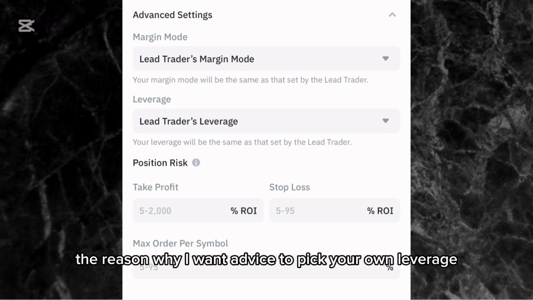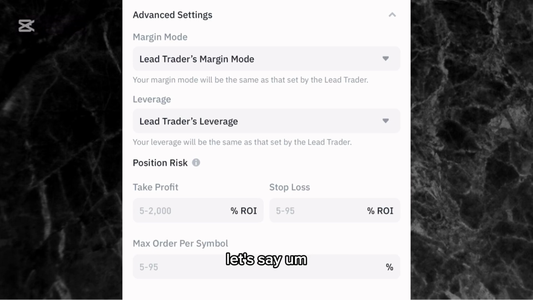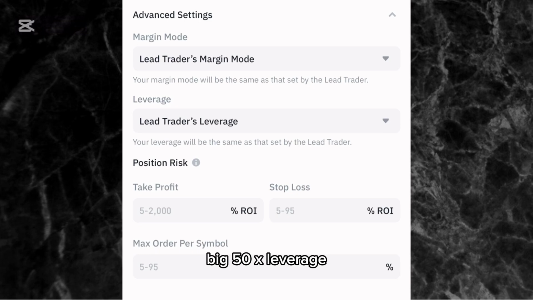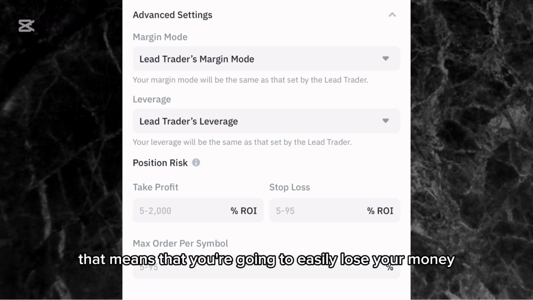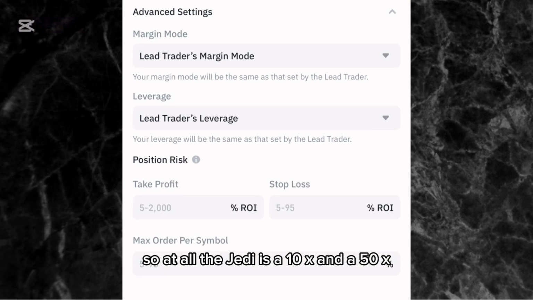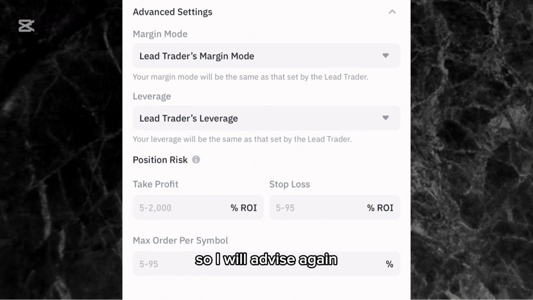Now, the reason why I won't advise you to pick your own leverage is that let's assume that the trader is using something like, let's say, 10x leverage for his trade. And then you decide to go for 50x leverage. That means that you are going to easily lose your money because the leverage is not even close at all. The trader is using 10x and you are using 50x. So you are easily going to lose your money or even enter liquidation if you don't enter stop loss. I hope you understand that. So I will advise again that I leave it at lead trader's leverage.